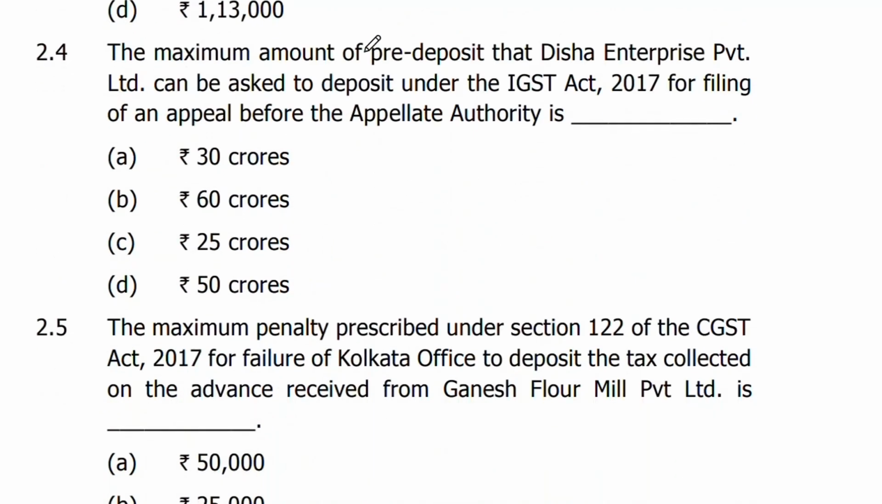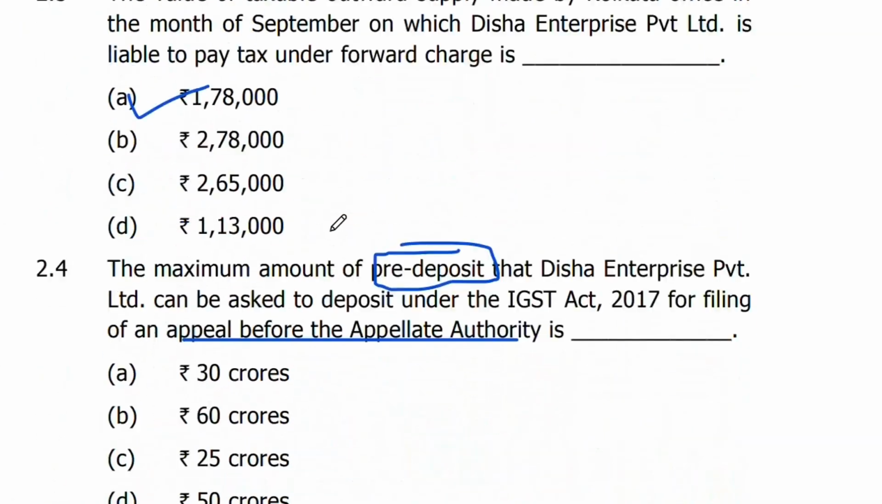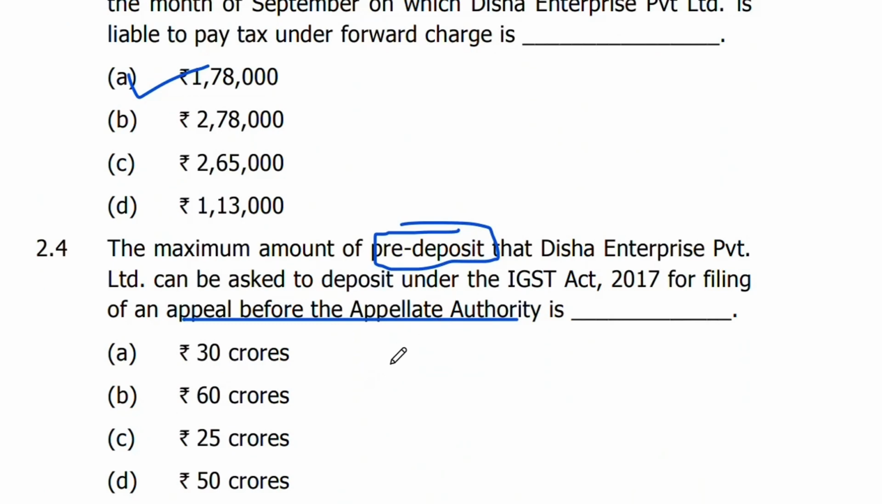Now the next question, the maximum amount of pre-deposit that Disha Enterprise Private Limited can be asked to deposit under IGST for filing an appeal before the appellate authority. You know that in the chapter of appeals, right? Demand amount, that is 600 crore, right? So 600 crore into 10% comes up to 60 crore, right? And the maximum amount is 50 crores, whichever is lower. So lower comes up to 50 crores. So the answer is D.